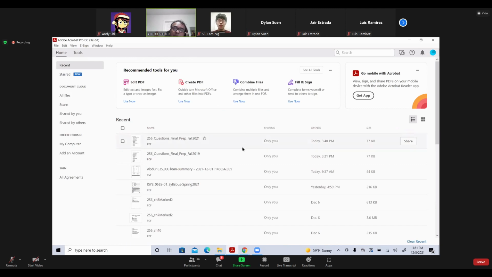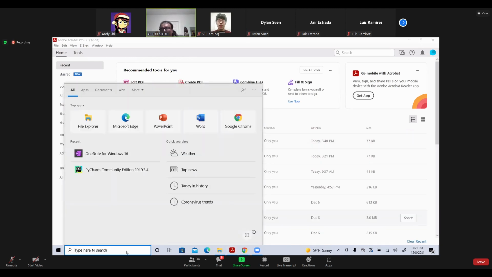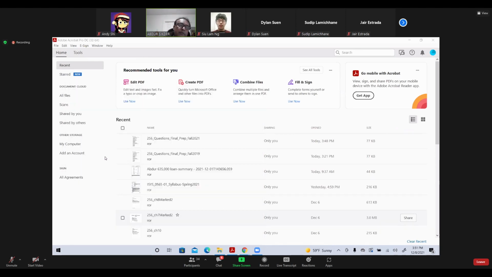And Sudeep has a question about the homework, about converting the 32-bit binary to decimal. Okay. Here we have the example. I'll go through it again.